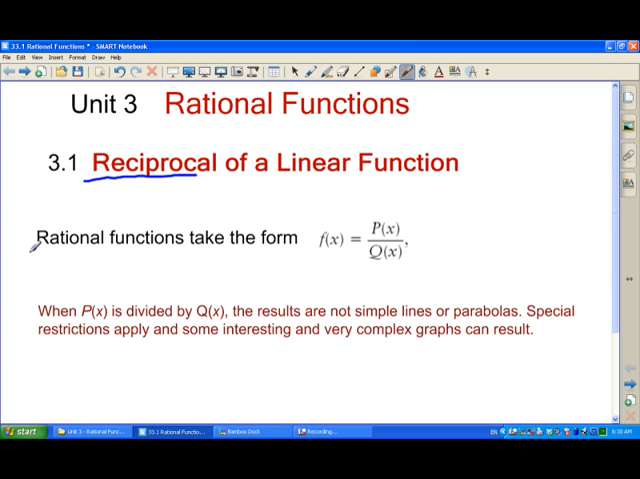So for our purposes in this class, rational functions take the form p of x over q of x, or one function over or divided by another function. And when we divide two functions, what we end up with are not just simply straight lines or parabolas or those polynomial functions that we looked at in the first two units. When we divide one function by another, we do end up with some unique restrictions and some interesting behavior. We're going to spend this unit looking at that.